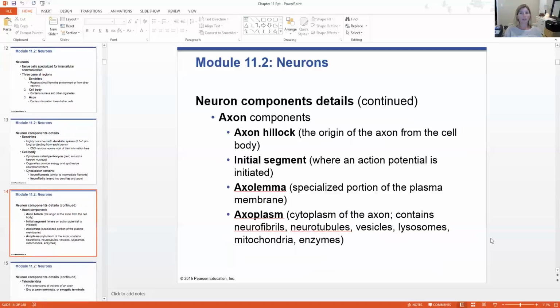Let's talk about the axon. The axon begins at the axon hillock. It's the enlarged portion of the proximal portion of the axon. It's right next to the cell body. Then the initial segment, which is where the first action potential is initiated. The axolemma is the specialized plasma membrane of the axon, and the axoplasm is the specialized cytoplasm of the axon.